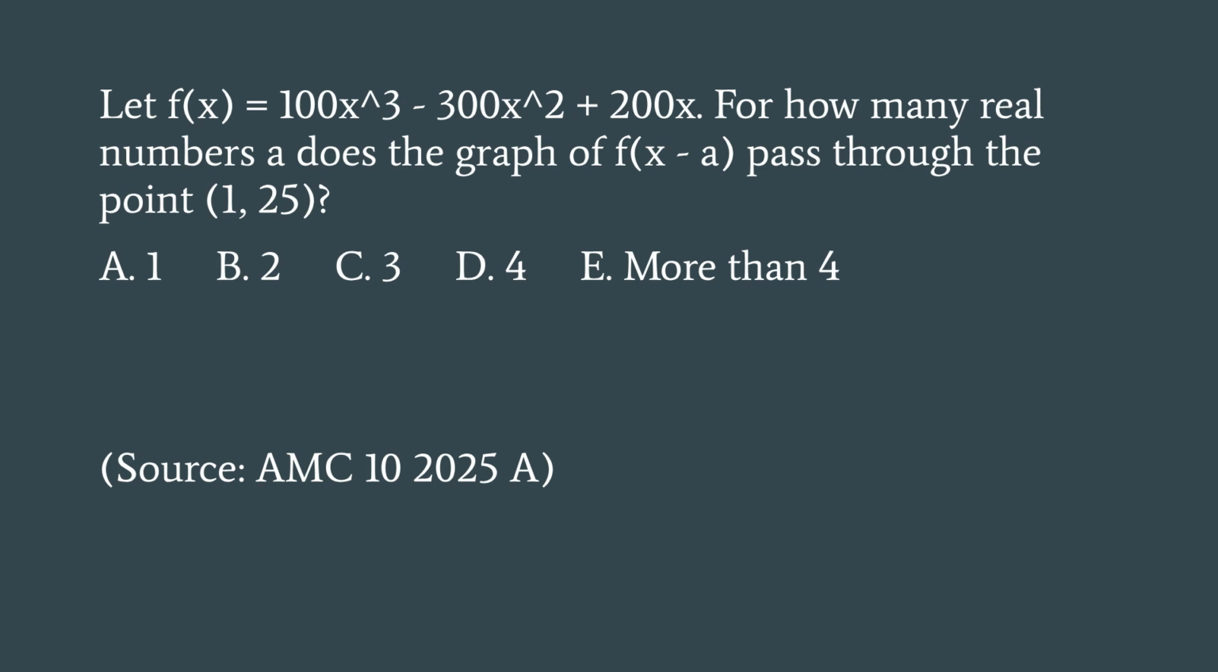Here is problem 9 from the AMC 10 2025A. Let f(x) equals 100x^3 minus 300x^2 plus 200x. For how many real numbers a does the graph of y equals f(x minus a) pass through the point (1, 25)?